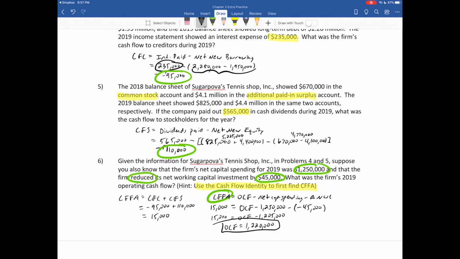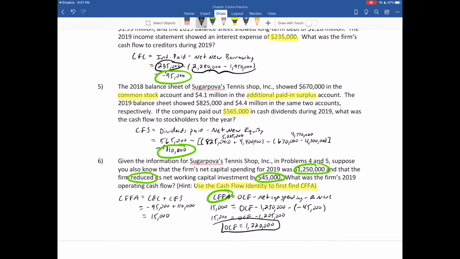So, problems 4, 5, and 6. Really what they are doing is assessing, do you understand the different cash flow values, and can you calculate them given different pieces of information? Hopefully we're starting to get a better understanding of what each cash flow signifies, when it's a positive versus a negative value. Is it a cash inflow for the company, or a cash outflow?